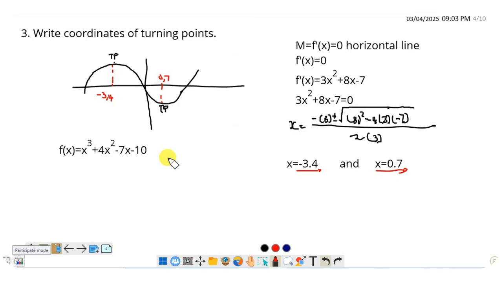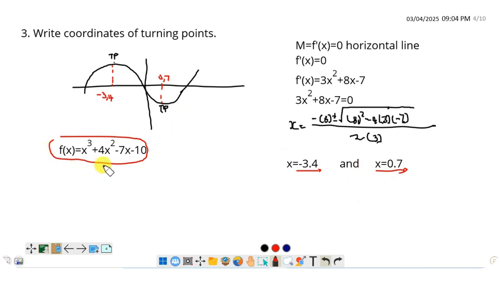What you can do now, because you know the values of x on the graph, is find the y value on the graph. So you substitute them into the original equation, f of x, not the derivative. The derivative was only there to help you find the x values. Once you find the x values, come to the original equation and substitute them, right?